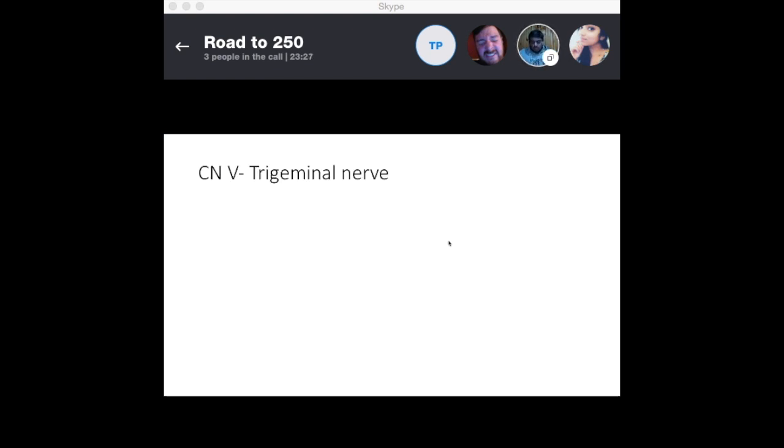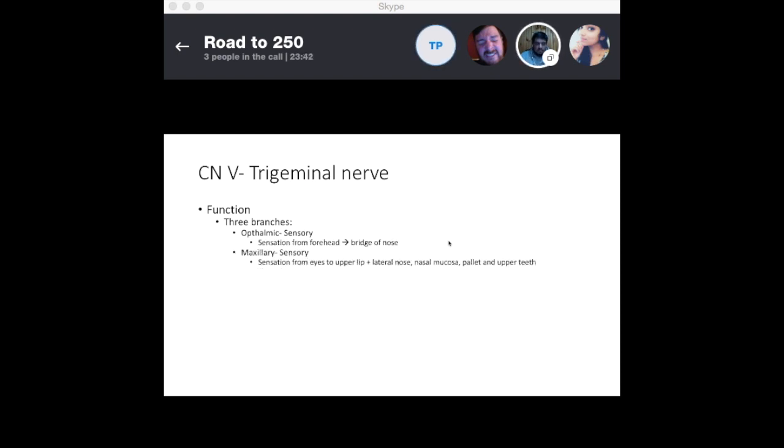All right, so we'll move on to our trigeminal nerve. This has sensory and motor functions, and the main sensory is touch, pain, and temperature to the face. It is the largest cranial nerve and has 3 divisions. It has the ophthalmic, which is sensory, from the forehead to the bridge of the nose. The maxillary nerve, which is sensory, is sensation from eyes to upper lip, plus the lateral nose and nasal mucosa and upper teeth.